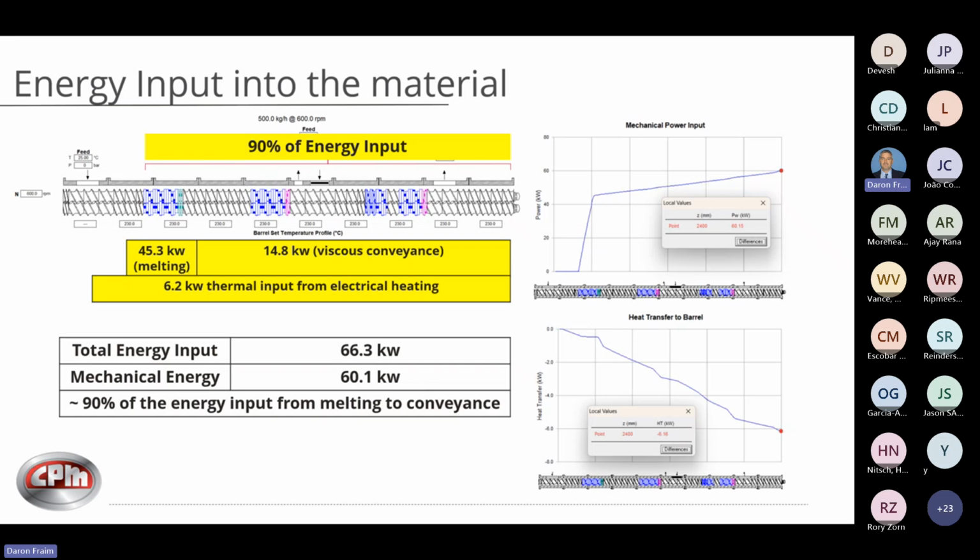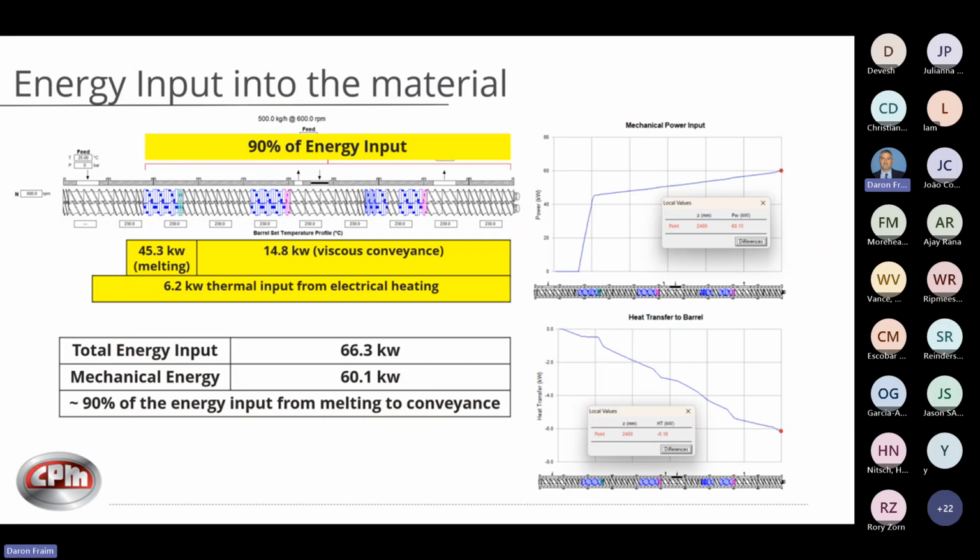And this is a simulation I ran. I've got 6.2 kilowatts of electrical heating input, the thermal input from the electrical side of things. So my total energy package here is 66.3 kilowatts. But starting at that first section, it took 45.3 kilowatts to melt, plus 14.8. That's 60 kilowatts, just a hair over, 60.1. So 90% of the energy input is taking place once you move into the melting and going forward downstream in the process section.